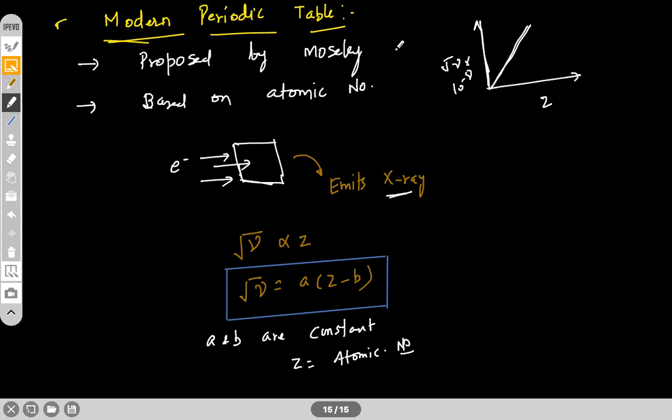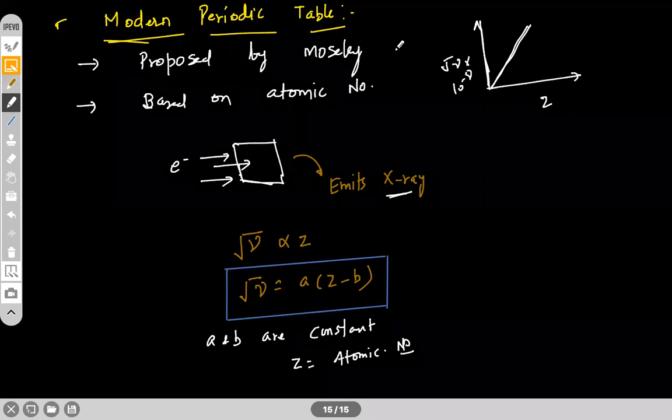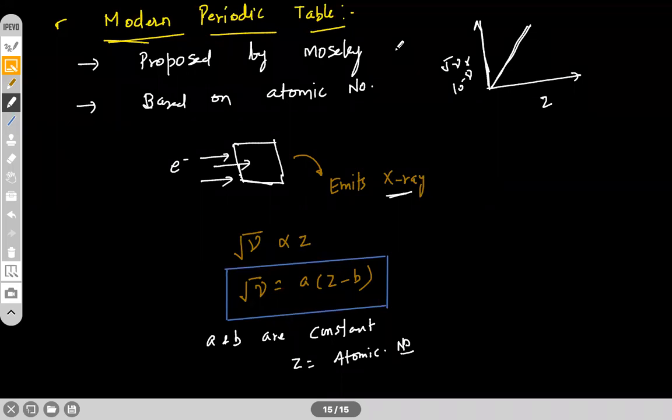Okay, this is the modern periodic table, that is the modified periodic table, right? And this we also call the long form of the periodic table. Write down a few characteristics, a few properties of this. This modern periodic table or long form periodic table is based on Moseley's experiment, the experiment I'll show you.